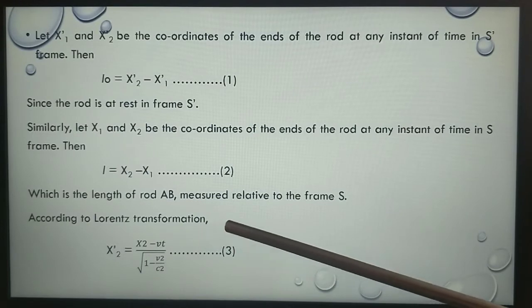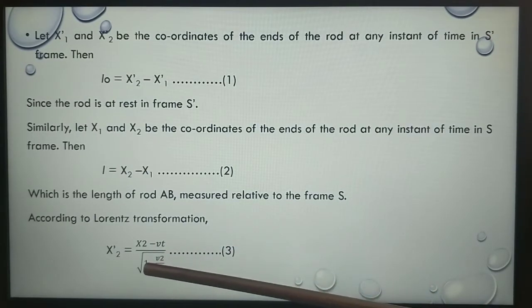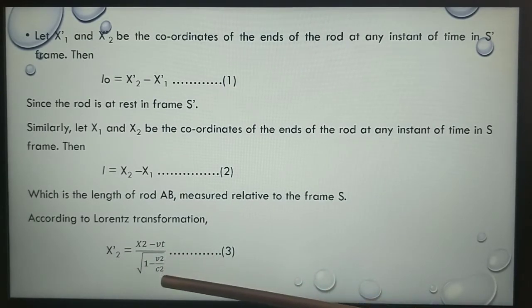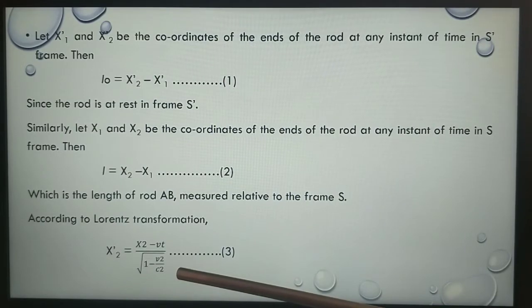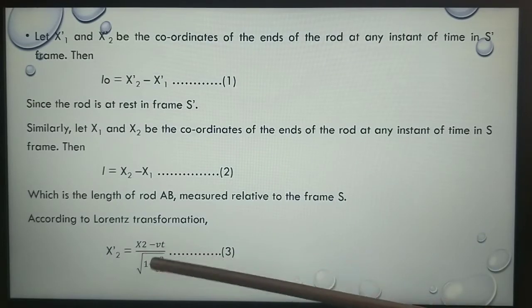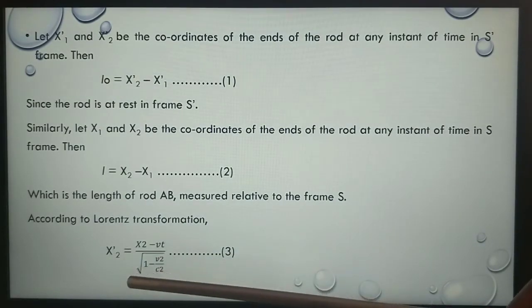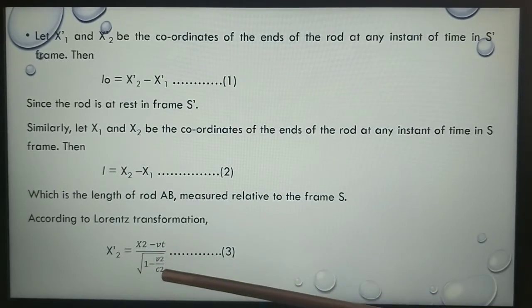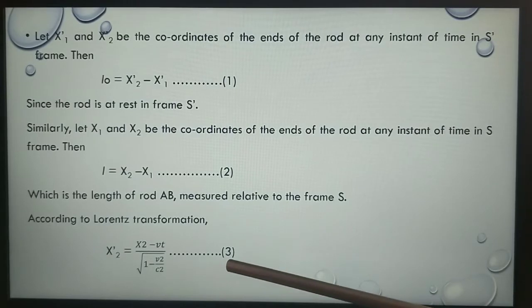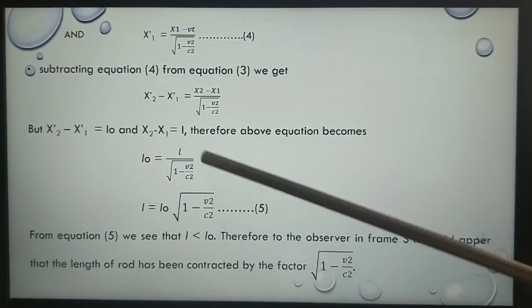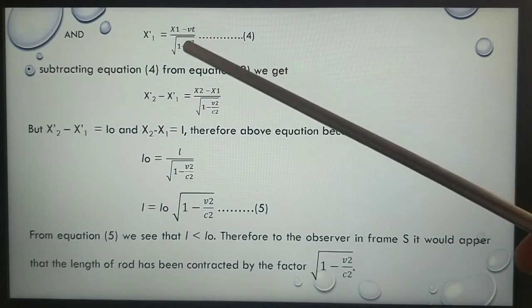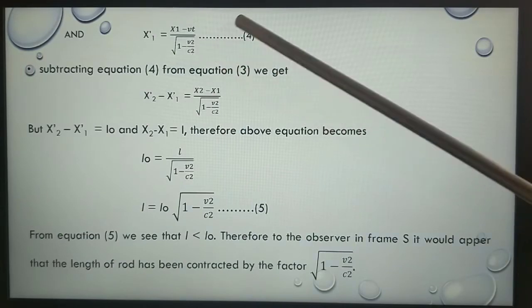According to Lorentz transformation, we write x2 dash equal to x2 minus Vt upon root 1 minus V square upon C square, equation number 3. Then next we write x1 dash equal to x1 minus Vt upon root 1 minus V square upon C square, equation number 4.